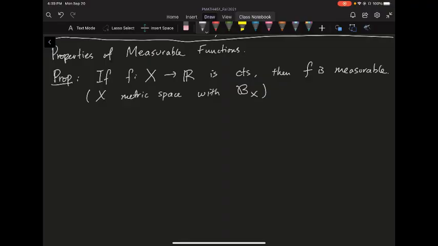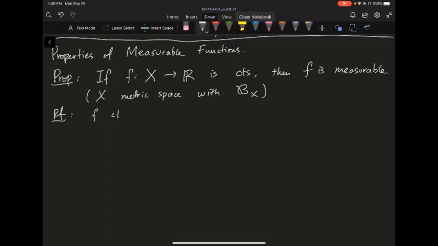In this video, we're going to introduce some simple properties of measurable functions. Let's start with the following proposition. Suppose I have a continuous function on some metric space. Then let's equip the metric space with the usual Borel sigma algebra. Then this function f is also measurable. Basically, continuous functions are measurable.